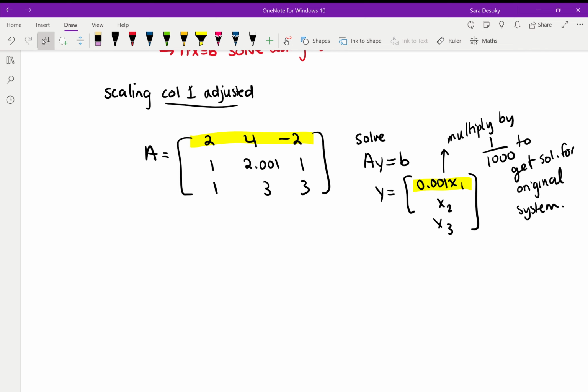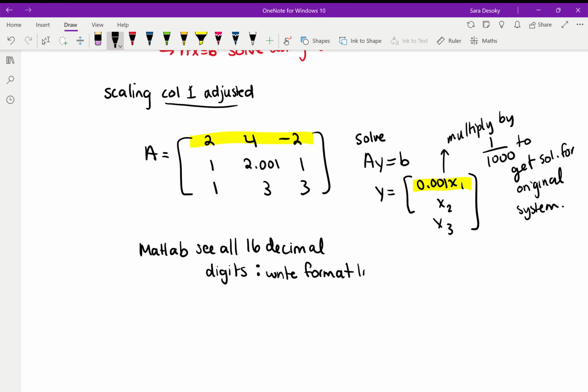How do you see all the digits? Format long. That will show you the full 16 decimal digits of the floating point. And if you do format hex, it'll show you the hex codes, and you see exactly what's stored for those digits. So this is good enough to illustrate examples. But when I solved this, I solved it with scaling, and I looked at format long, and I found all the digits, and I compared them.